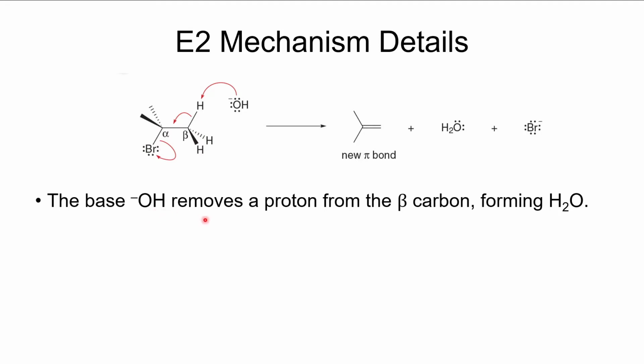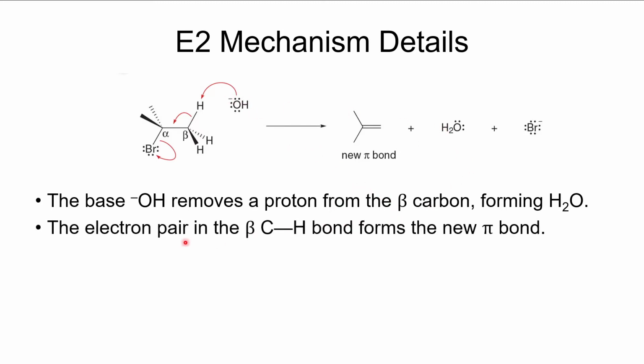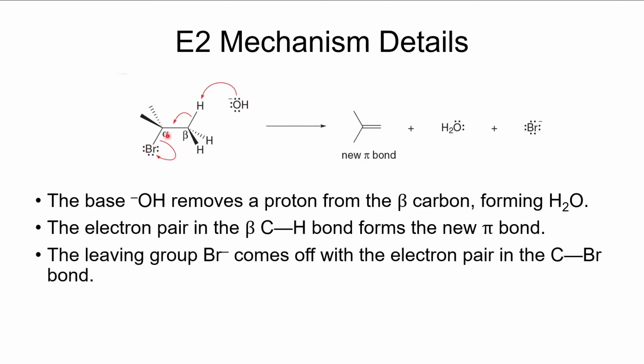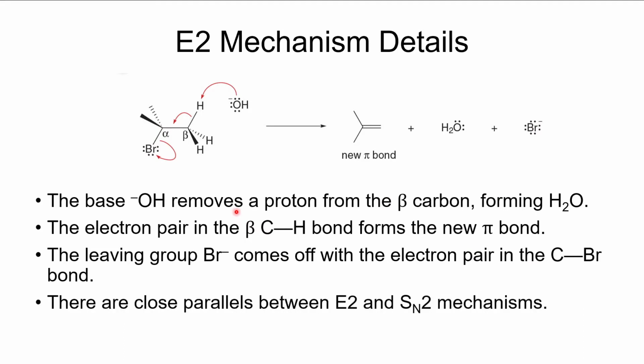So the base removes a proton or a hydrogen from a beta carbon, forming H2O, the conjugate acid of our base. The electron pair between the carbon and the hydrogen is going to move to make the new pi bond in the carbon-carbon double bond. And then the leaving group is going to leave with the pair of electrons that was between the carbon and the halogen. In this case, the bromine is going to take that pair of electrons and form bromide. Now, we'll find that there are quite a few close parallels between the E2 and the SN2 mechanisms.